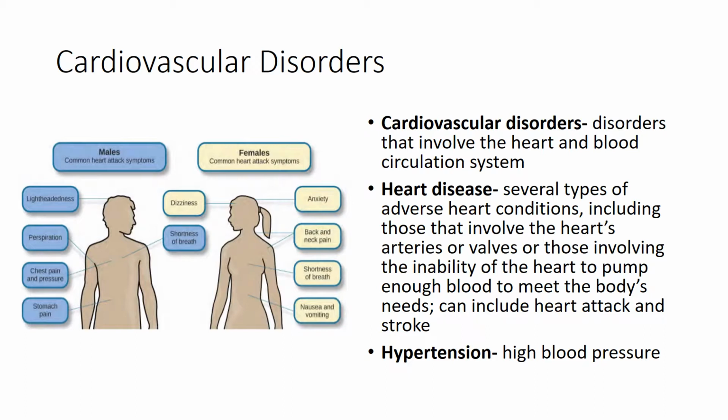We'll look at cardiovascular disorders first. These are disorders that involve the heart and blood circulation system. The most common of these is heart disease. There are several types of adverse heart conditions within this, including those that involve the heart's arteries or valves, or those involving the inability of the heart to pump enough blood to meet the body's needs. It can include heart attack and stroke. And hypertension is high blood pressure.